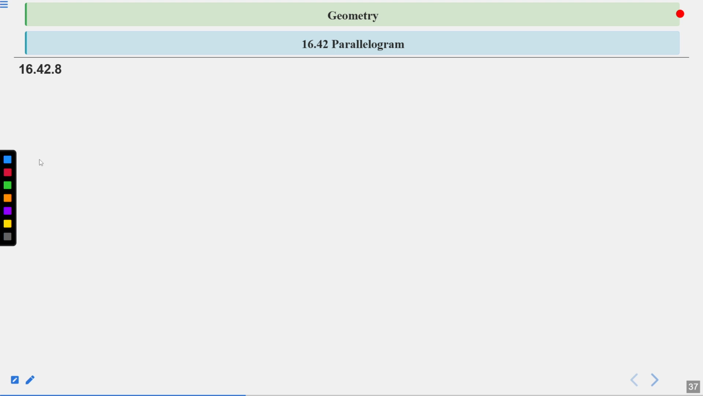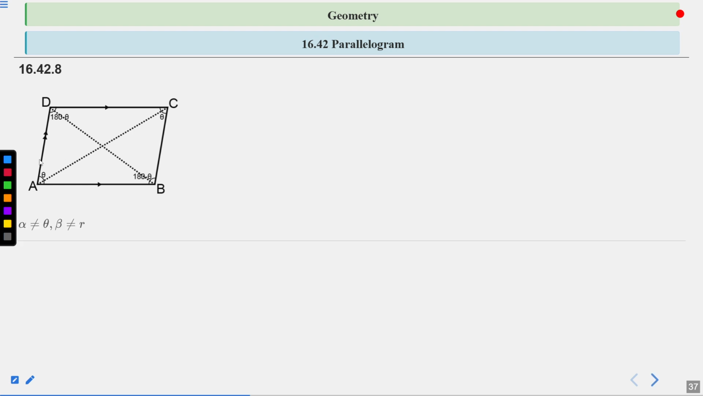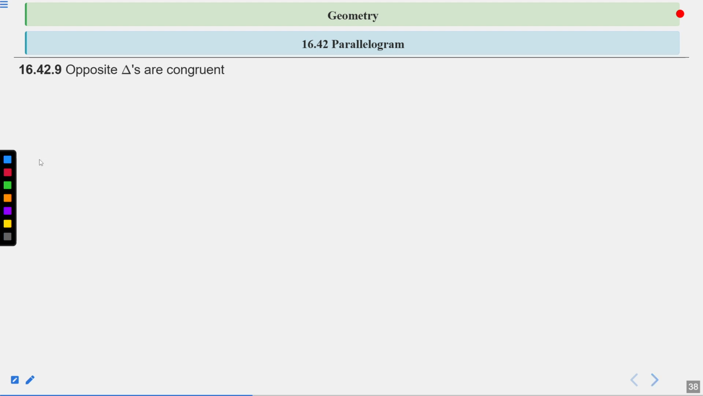Next formula of the parallelogram is 16.42.8. This is the diagram of the parallelogram. Angle alpha is not equal to angle theta, and angle beta is not equal to gamma, or we can say anything. Next one. Opposite triangles are congruent. This is the property of the parallelogram. Opposite triangles are congruent.